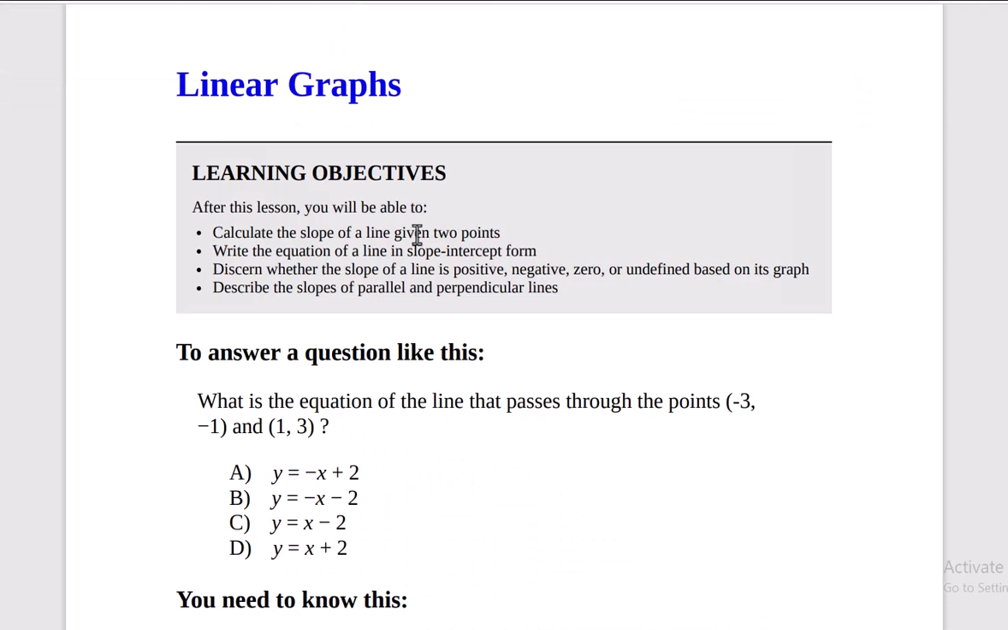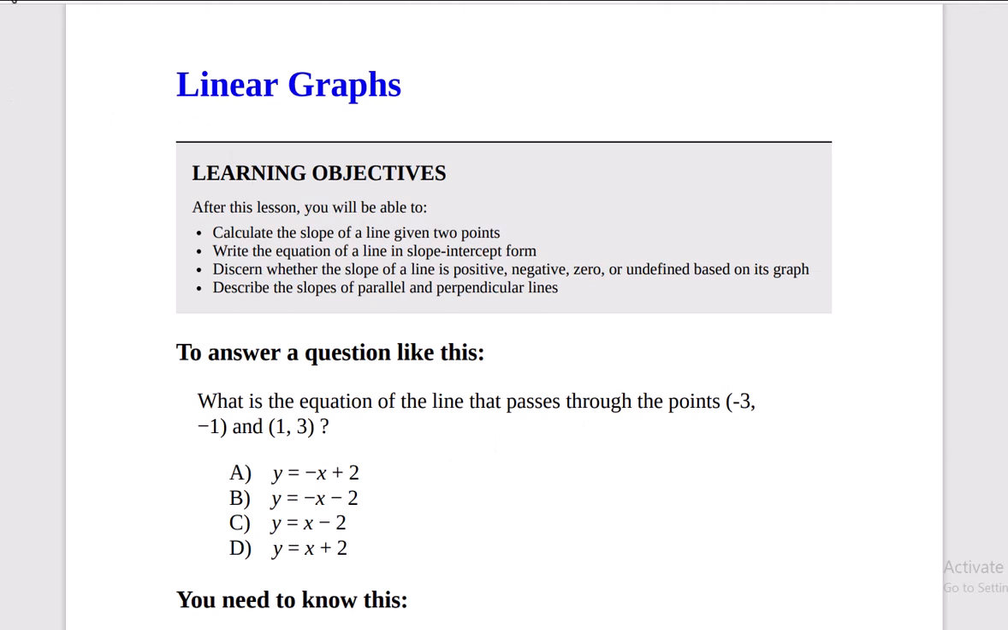So this is what we're treating today. I have a question. Now I'm instructing, so I will not be going through every detail in the notes. I'll just go straight and solve the question. So, what is the equation of the line that passes through the points? So we'll have 2 points.